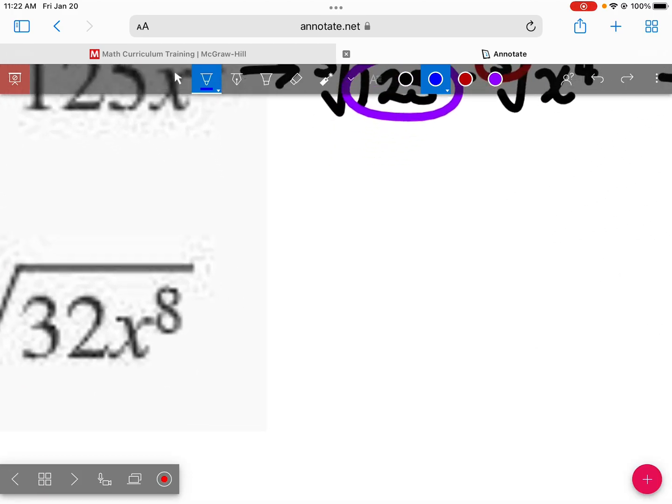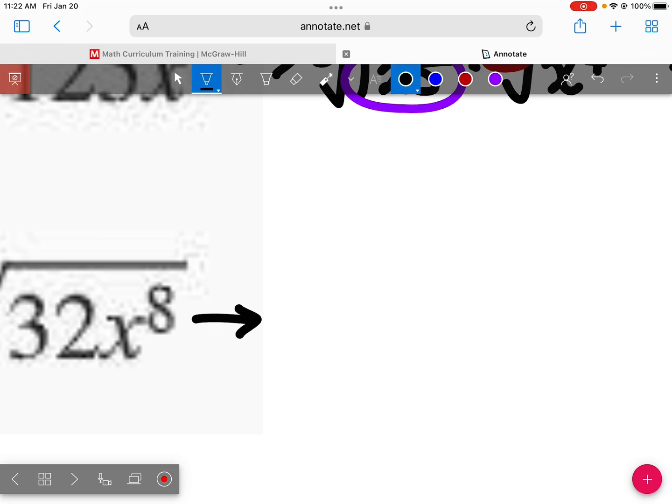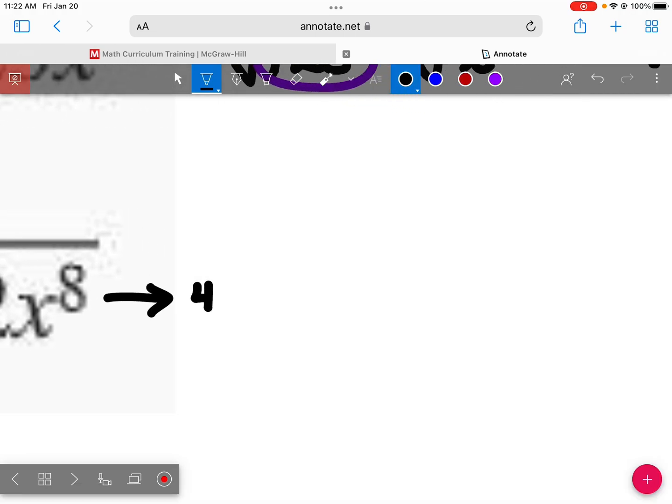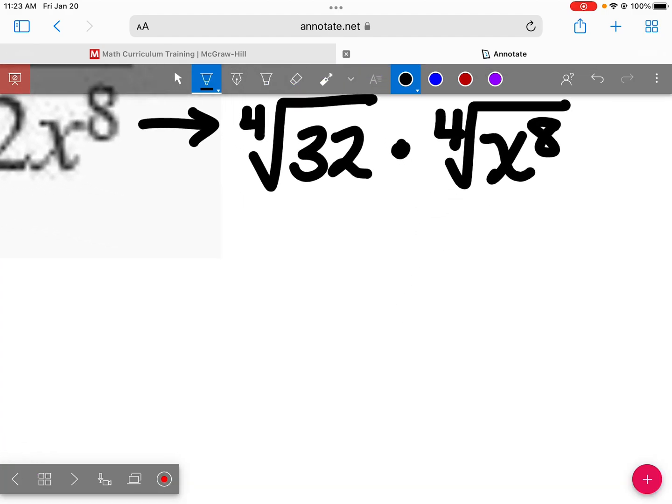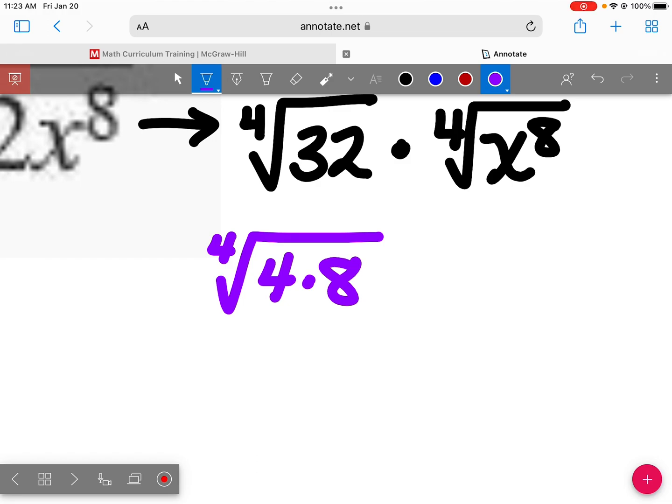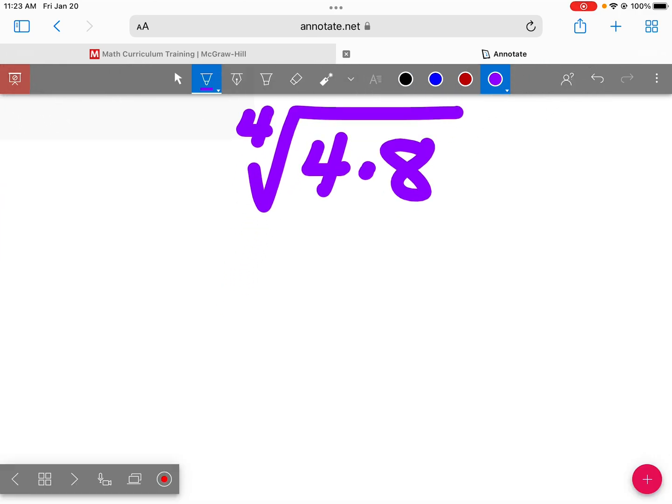Let's look at number 2. Number 2, once again, I'm going to break this up. So I want the 4th root of 32 times the 4th root of x to the 8th. 4th root of 32, I'm looking for 4 numbers that are all the same underneath the radical being multiplied together. What multiplies to give you 32? 4 and 8. Do I have any numbers under the radical that are the same? No. Can I continue breaking things down?